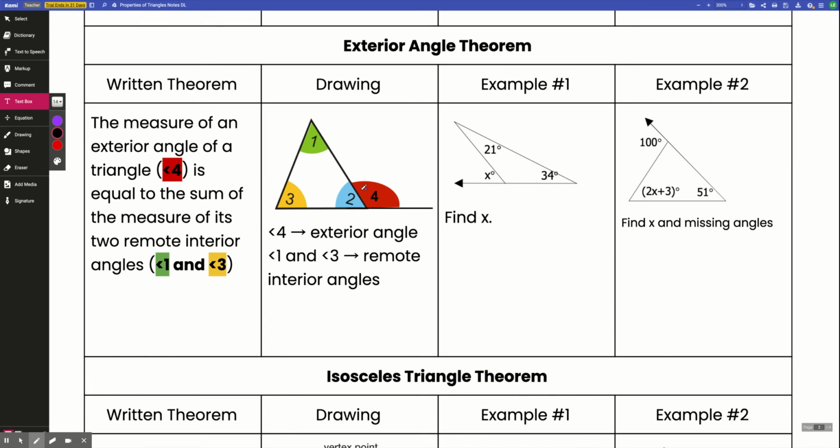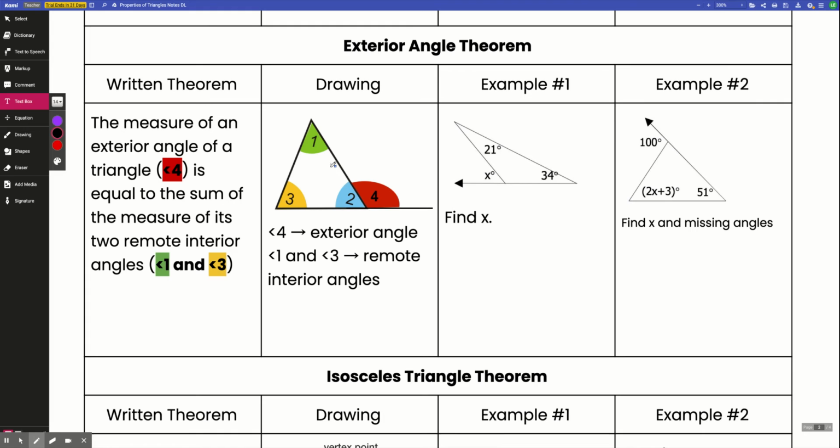It's what happens if you take a triangle and extend one of the sides, okay, and then you have an angle that is made with one side of the triangle and then the extended side of the triangle, right, that's obviously outside of the triangle. So in this drawing, angle 4 right here is my exterior angle, okay?